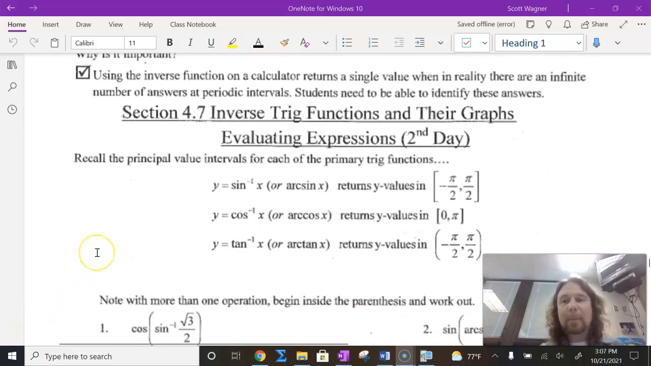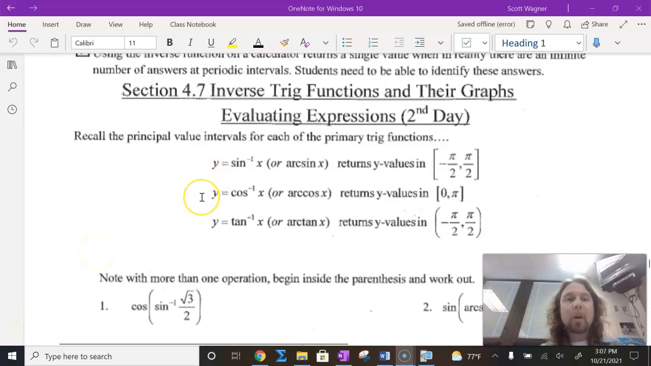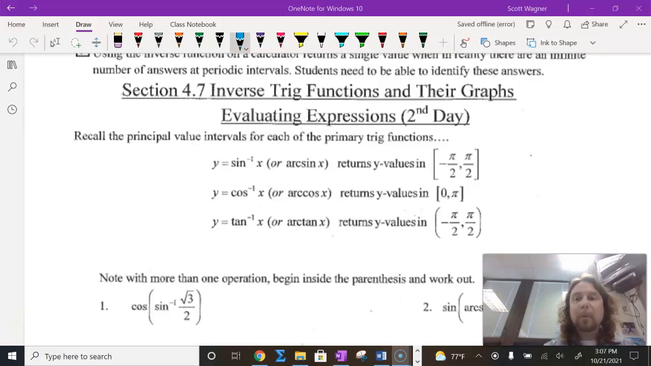One thing to keep in mind as we go through are those principal value intervals, that restricted domain that helps us out. For the inverse sine, or the arc sine, you're going to have anything in negative pi over 2 to pi over 2. So you're thinking that's between quadrants 4 and 1.